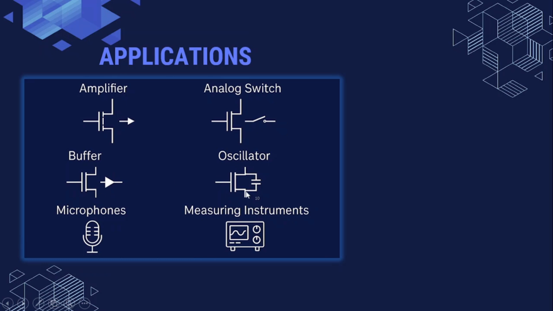Next, oscillator circuits. JFETs are used in frequency generation circuits like sine wave or square wave oscillators. Next, low noise amplifiers in microphones, preferred in mic preamps for their low noise characteristics. Last one is measuring instruments, used in devices like multimeters and oscilloscopes for signal conditioning.